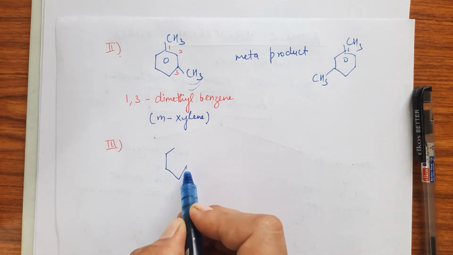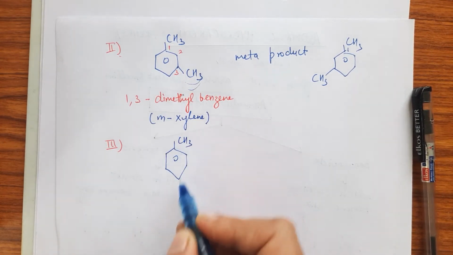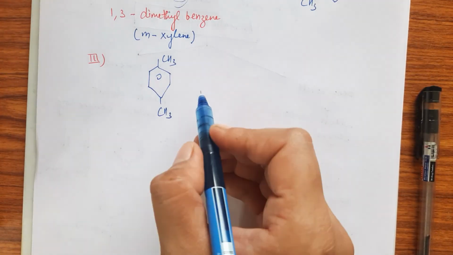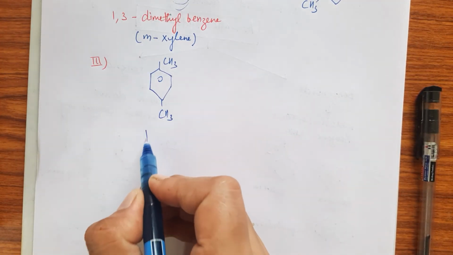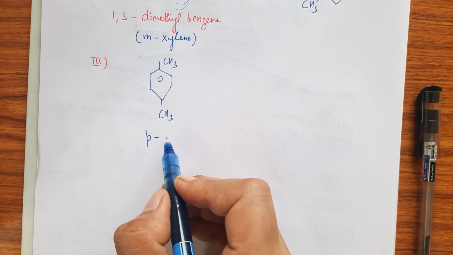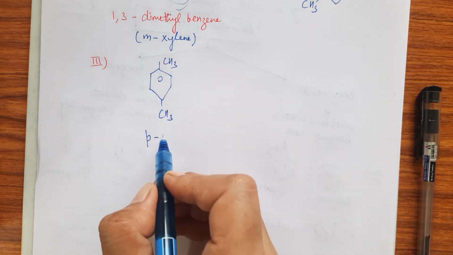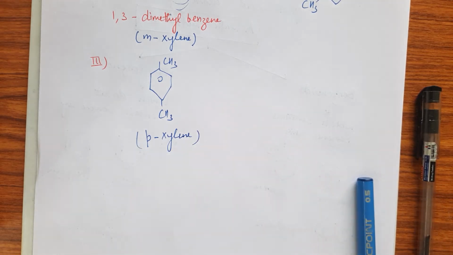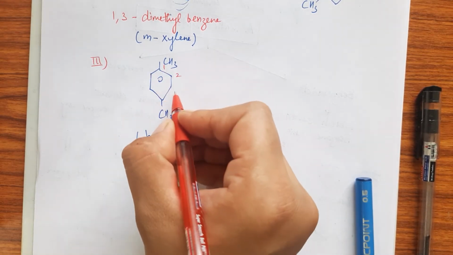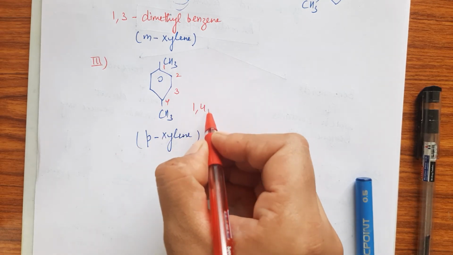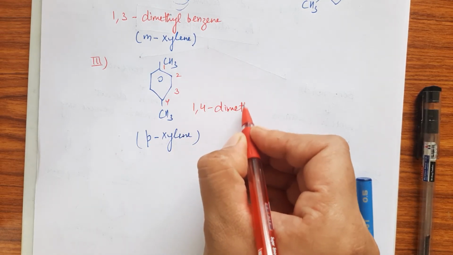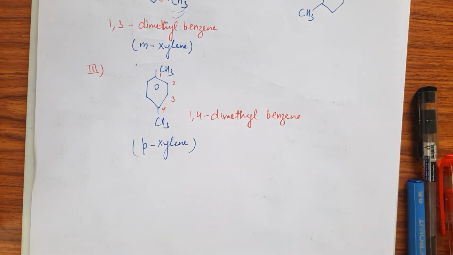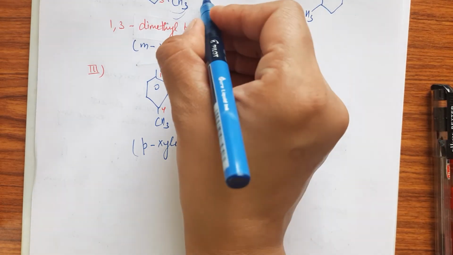So the compound formed is CH3 at the just opposite position, and now this form is known as the para isomer or para form. So this will be para-xylene, and in IUPAC form I can write it. This is 1, this is 2, this is 3, and this is 4. This is 1,4-dimethyl benzene. So this is the para product.